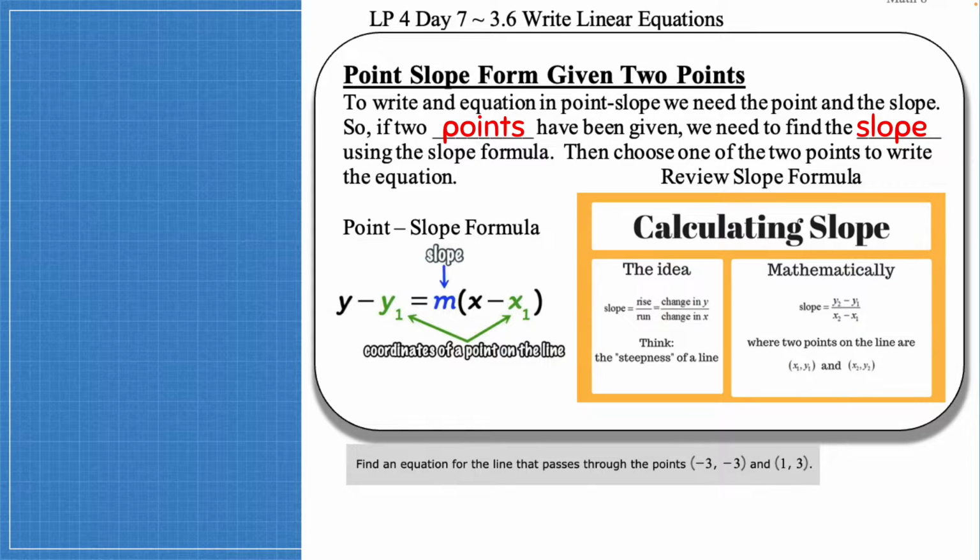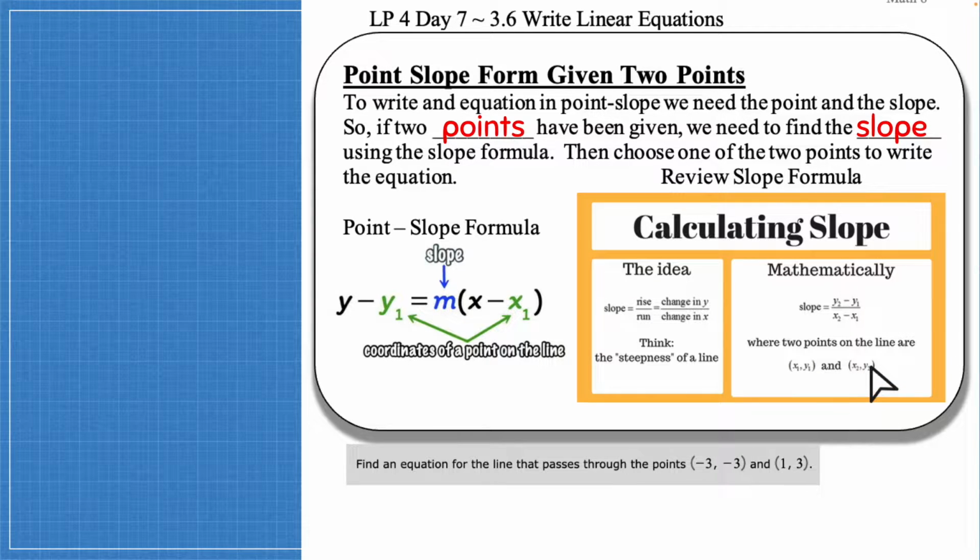Mathematically, I take my y coordinates and subtract, and I take my x coordinates and subtract. Usually we end up with a fraction. Sometimes we end up with a whole number, but if you do, it just means that your run, which is on the bottom, is going to be a 1. And we have the 2 points: x1, y1, x2, y2. The 1s and the 2s just refer to which point it belongs to. So it's literally the x and y coordinate of point 1, and the x and y coordinate of point 2. That's all the 1 and the 2 mean.